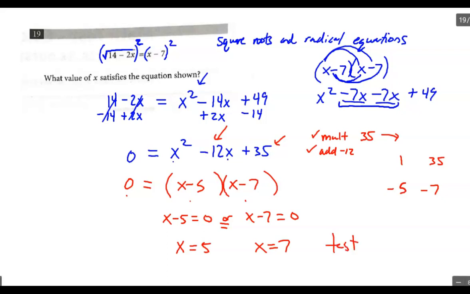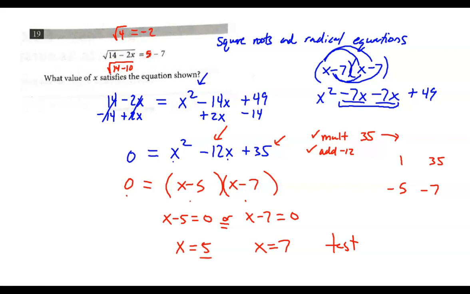I want to actually go back and put them in to see if they in fact work. Because sometimes you get an answer that algebra says it's an answer, but when you plug it in, it's not. So let's do this. So 14 take away, let's try the 5 first. 14 take away 2 times 5. Well, that would be the square root of 14 minus 10. So that says the square root of 4. And if I put in 5 over here, 5 take away 7 is negative 2.